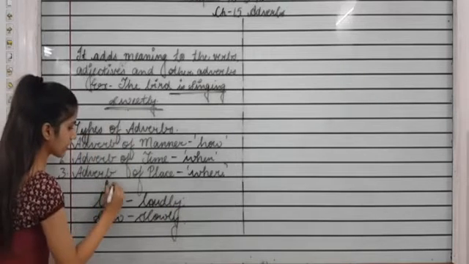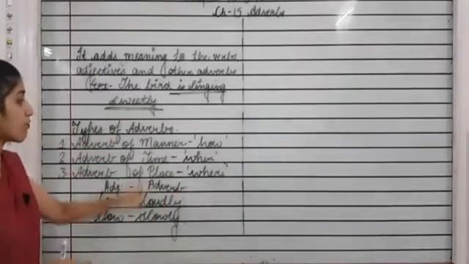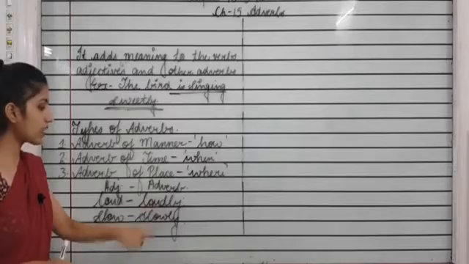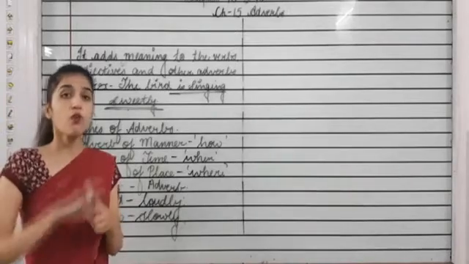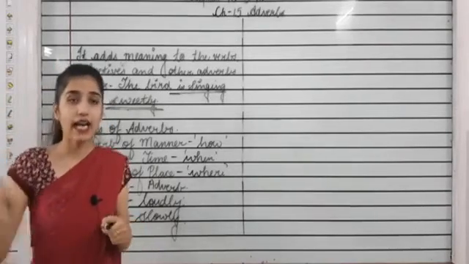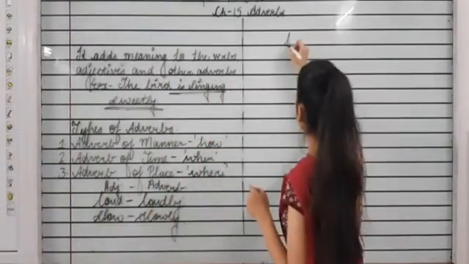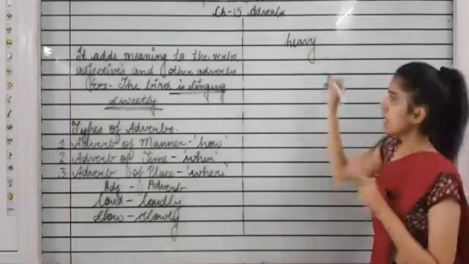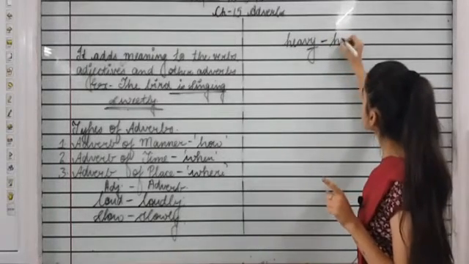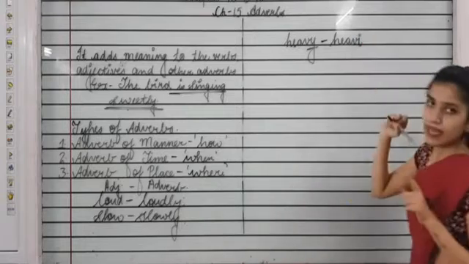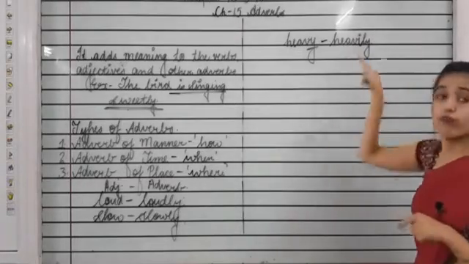So this is an adjective, but this is an adverb, and specifically an adverb of manner. Just one more thing: if the word is ending with y, you will replace y with i and then you will add ly. One more example I am giving you is heavy. If the word is heavy, it's ending with y. This is an adjective. To make an adverb, we will replace y with i and then add ly. So this is an adverb, which is an adverb of manner.